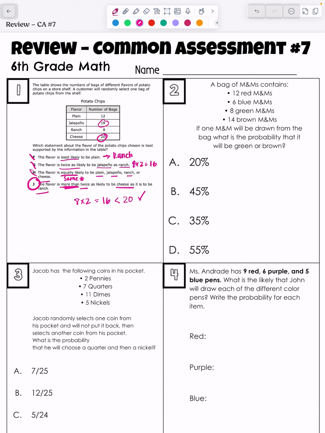They're trying to trick you with that "more than." They're thinking that you're not going to read that part, but make sure you read that. That's really important. The "more than" tells me that it has to be bigger than twice, not just twice.